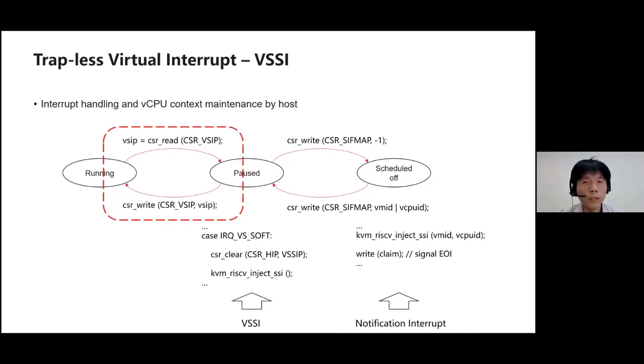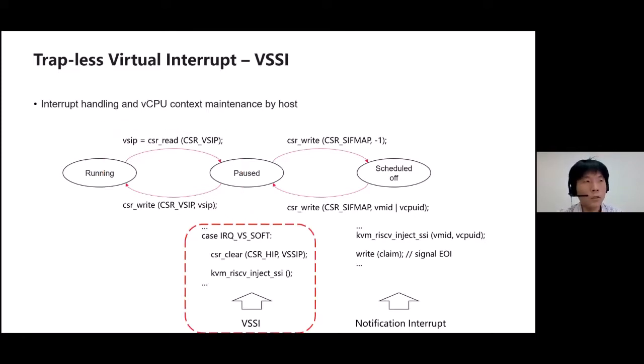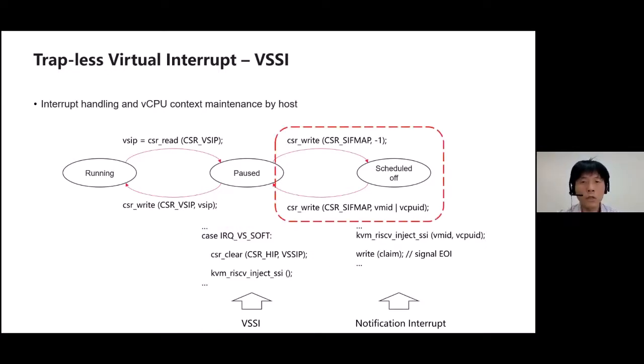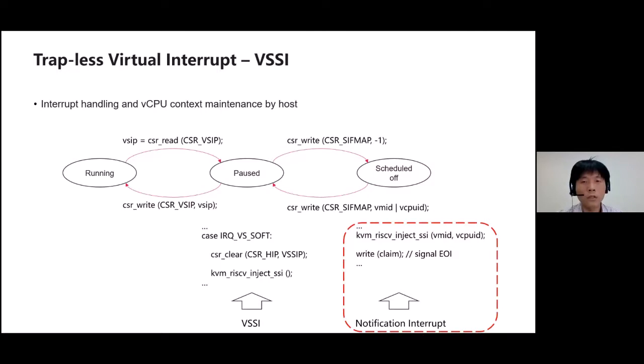Recall that we separated the pending bits for the guest and the host, unlike the virtual timer interrupts. When the vCPU is in pause state, the host handles the VSSI that it receives because the PLIC thinks that the target vCPU is still running on a particular hart. When the host schedules off a vCPU or schedules on a vCPU, it updates the corresponding IFMAP register. When the target vCPU is scheduled off, the PLIC sends a notification interrupt to the hart so that the host can wake up the target vCPU and resume its execution.